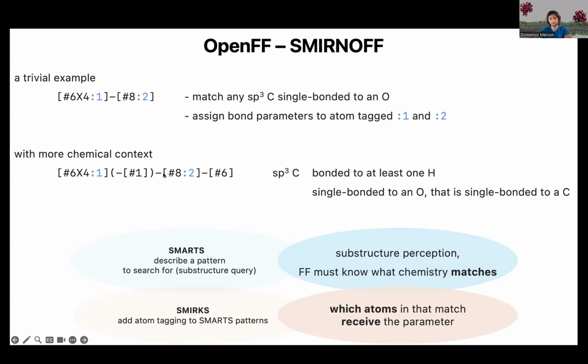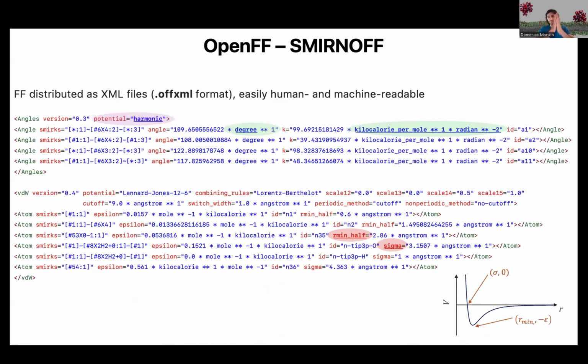So here we are describing some ester, and here we need the tags because we have different bonds, and the tags are able to define to which bond, the CO bond, the bonded parameters are to be added. So this is the overall Smirnov encoding.